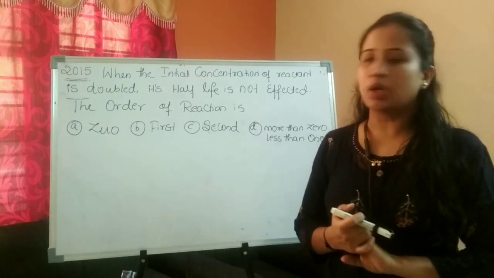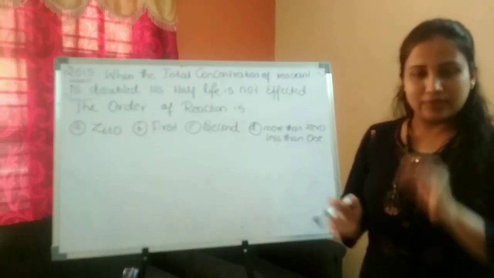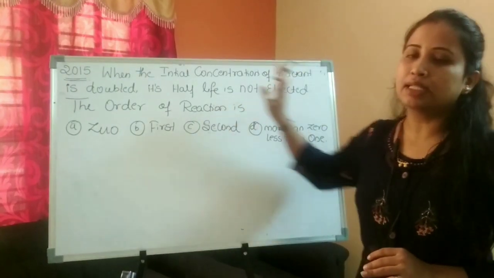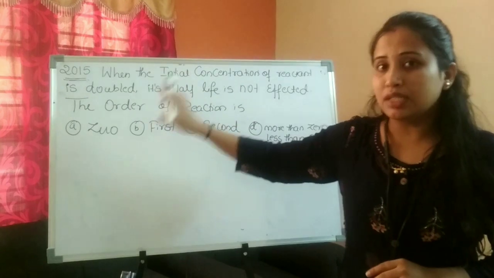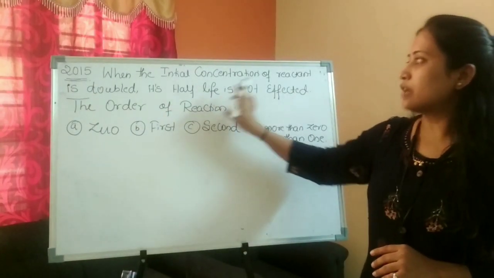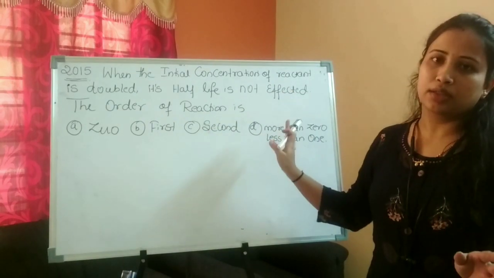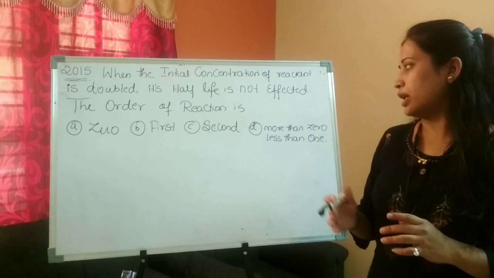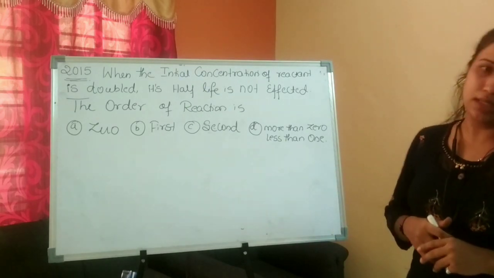Dear students, this is a 2015 question, where even in 2015 about 3 questions appeared. The question is very simple: when the initial concentration of a reactant is doubled, its half-life period is not affected. So the order of a reaction is 0, first, second, or more than 0 and less than 1.